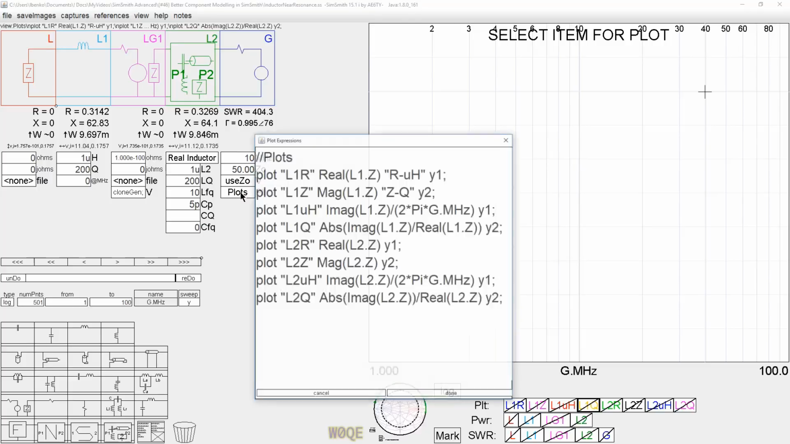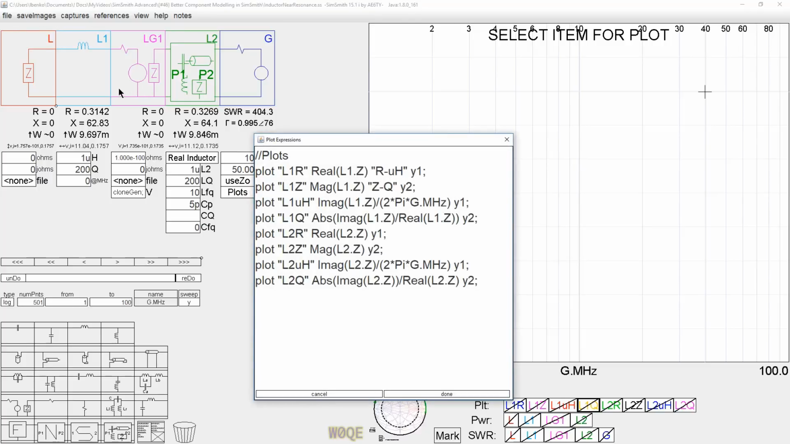Now we can look at what we plot here. I'm taking advantage of a feature in SimSmith at the right-hand side of each one of the circuit blocks. I can look at voltage, current, impedance. Well, I'm going to look at impedance. L1.Z is the impedance looking from here to the left. It's a complex number. If I take the real part of that complex number, that's the resistive piece of this circuit. There's 0 ohms in the load, so it's just the resistive piece of L1 here. If I take the imaginary part of it, it's just the reactive piece of it.